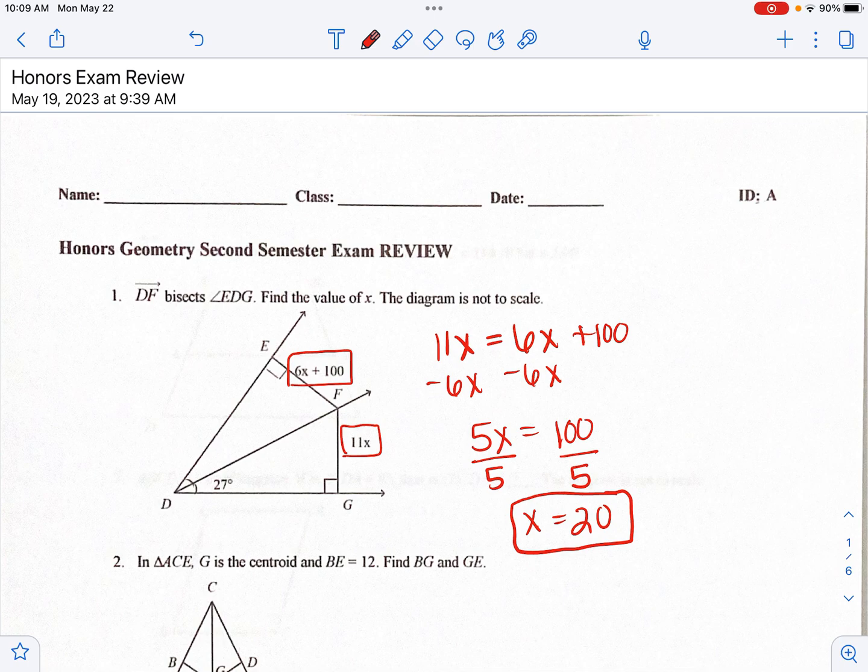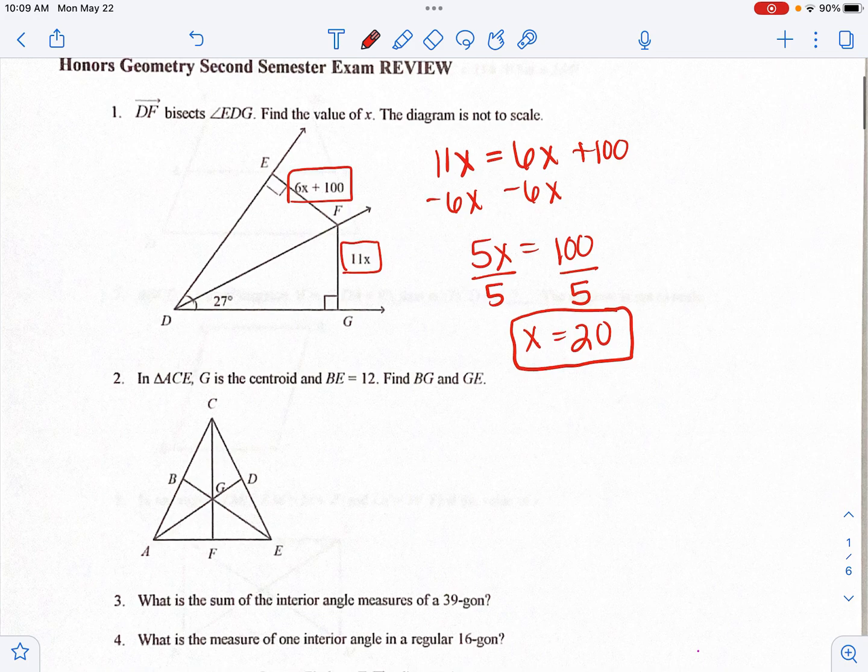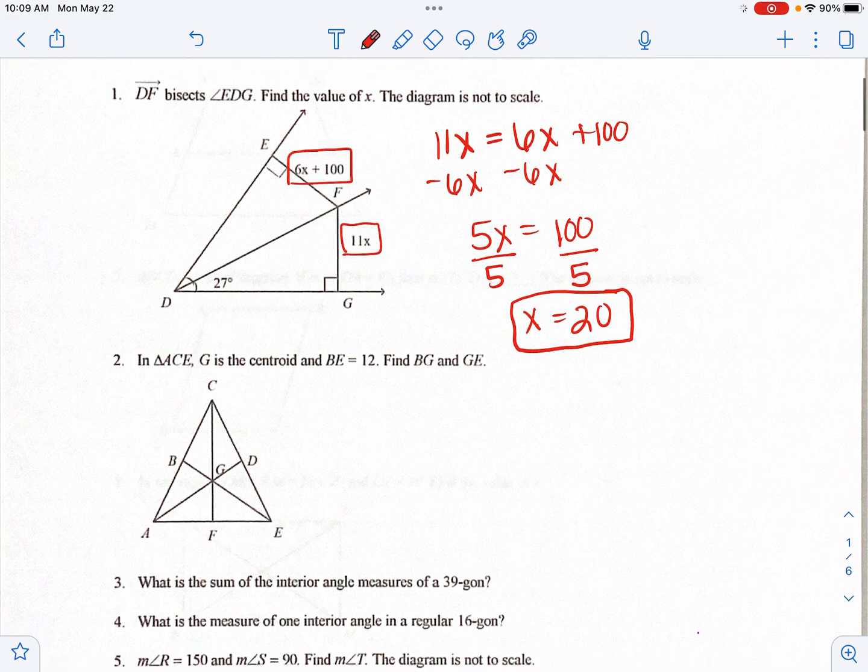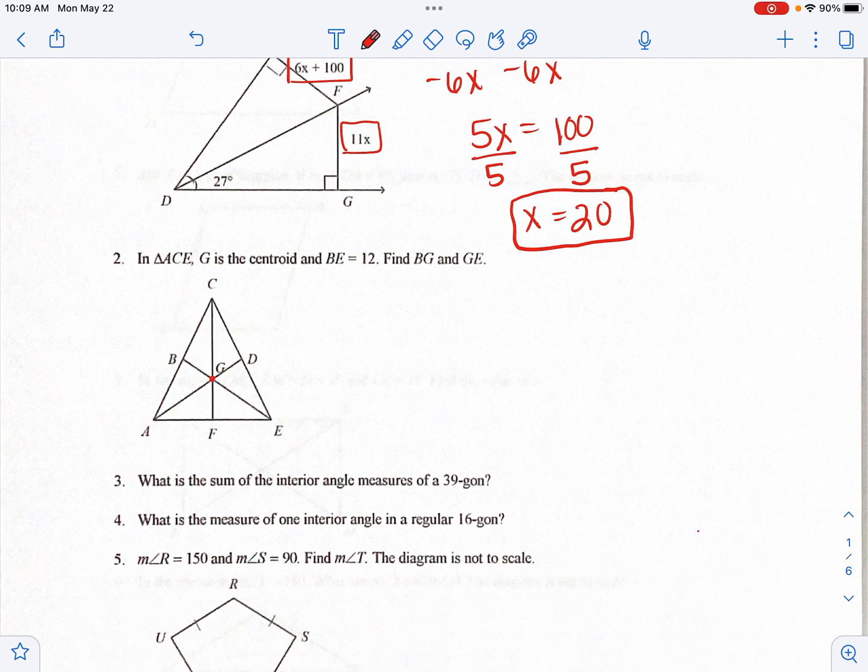Number 2, we are given that G is the centroid of the triangle, which is where all of the medians intersect. They tell me that the entire segment from B to E is 12, right? And so what they want are the two pieces of that segment. The rule was it was a 2-to-1 ratio, or it was cut into thirds.